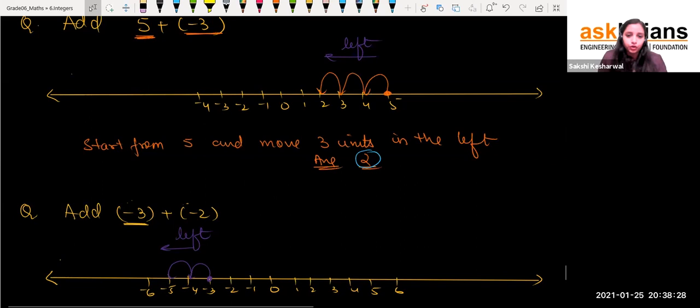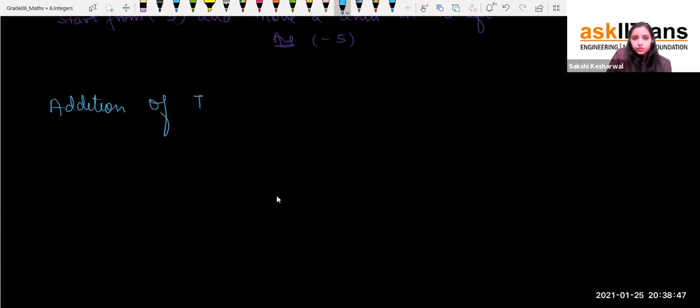So what is the rule for that? What will be the rule it will be following? The best alternate method is addition of integers without number line. We have seen right now how we can do this without the number line.